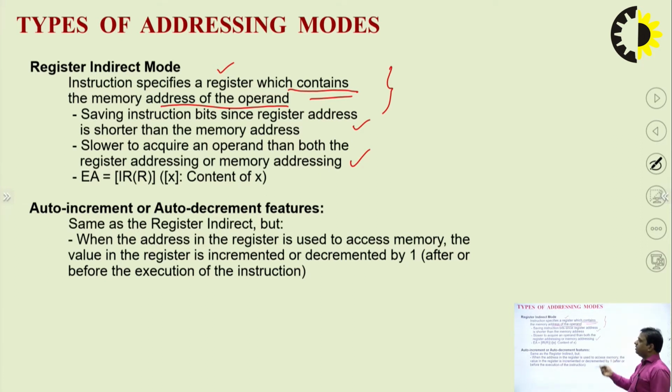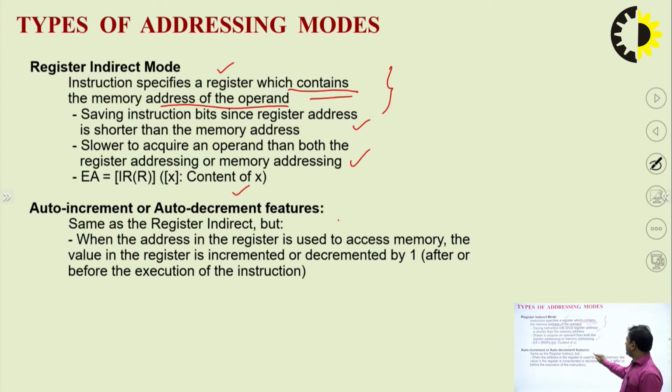Why is it slower? Because here we are fetching the data in two steps. Once go to the register and see what the content is. Actually, this is the memory address where the operand is. So basically, this is a two-step address.